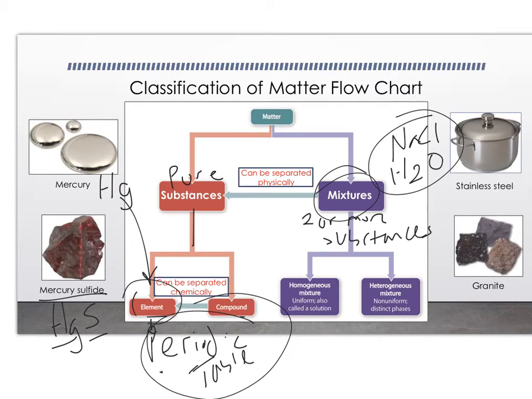Mixtures are further broken down to either being homogeneous or heterogeneous. Homogeneous is uniform throughout the entire substance or throughout the entire example. It's also known as a solution.